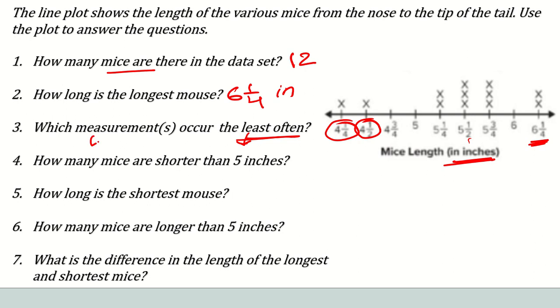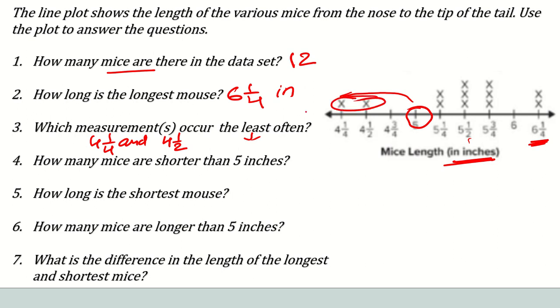Okay. So, what will you write here? 4 and 1 over 4 and 4 and a half. These measurements occur least. Least means very less. How many mice are shorter than 5 inches? Now, you see 5 inches is here. So, shorter than means on the left side. So, on the left side how many mice do you have? 2 only. So, there will be 2 mice which are shorter than 5 inches.